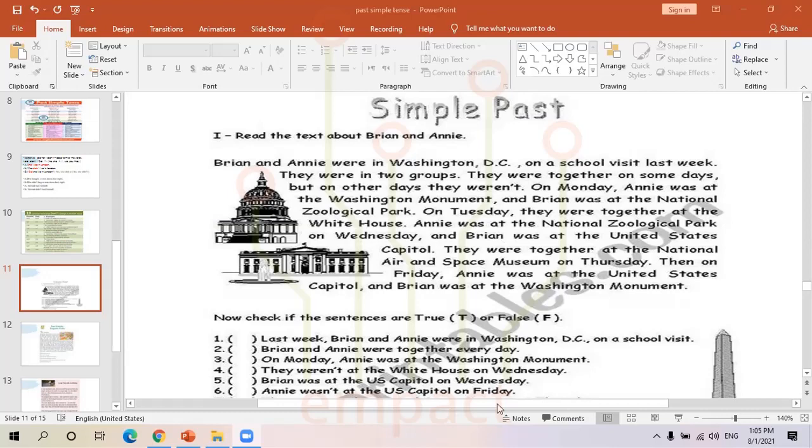On Tuesday, they were together at the White House. Annie was at the National Zoological Park on Wednesday, and Brian was at the United States Capitol. They were together at the National Air and Space Museum on Thursday. Then on Friday, Annie was at the United States Capitol, and Brian was at the Washington Monument.